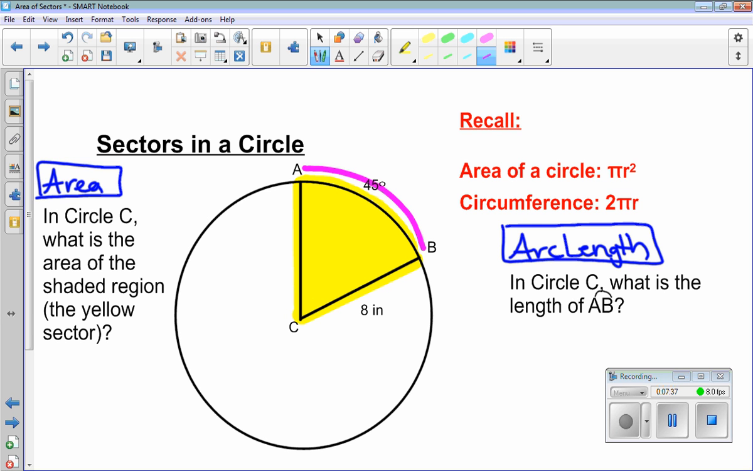So we need to remind ourselves that the circumference formula for a circle is 2 pi r. And that is something that's given to you.